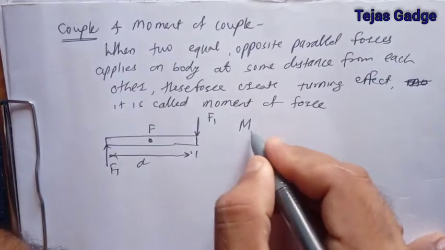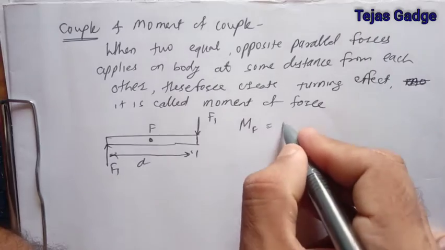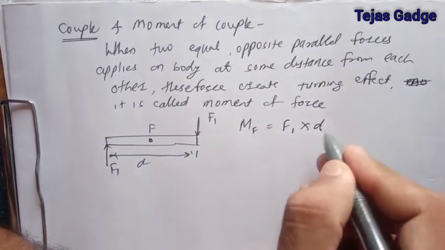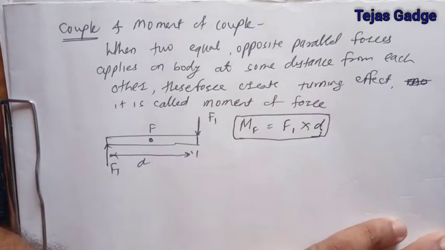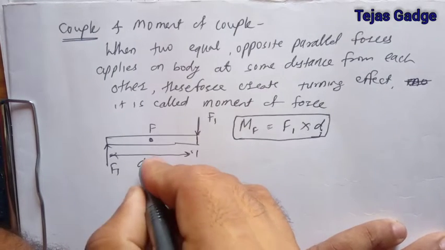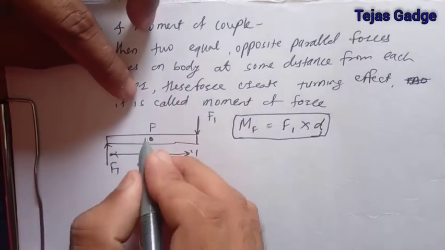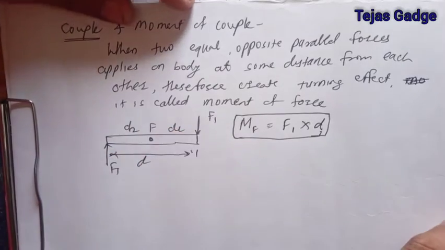Then the moment created about point F in this case will be the magnitude of one force multiplied by the distance between them. Are you getting it? Why is this so? Let us say this total distance is d. Initially, take this distance as d1 and this distance as d2.